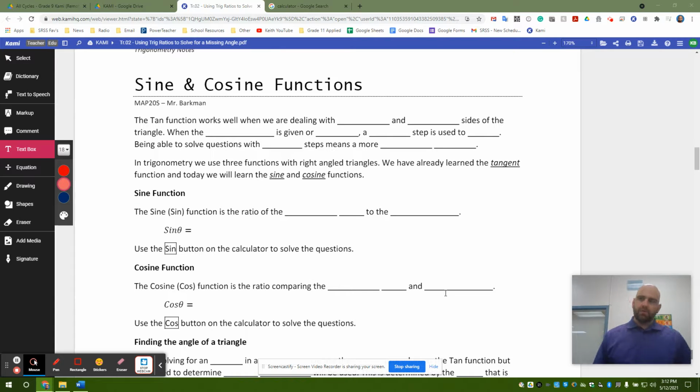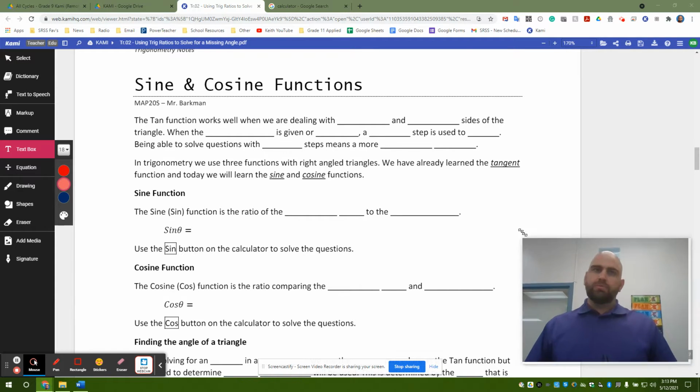So we have taken a look at the tan function, or the tangent function, and I'm going to often shorten it just to tan. When it comes to looking at right angle triangles, in this lesson we're going to take a look at the sine and cosine functions. Sine and cosine work very similar to tan, and you're going to find them on your calculator right about in the same place that you're going to find the tangent function.